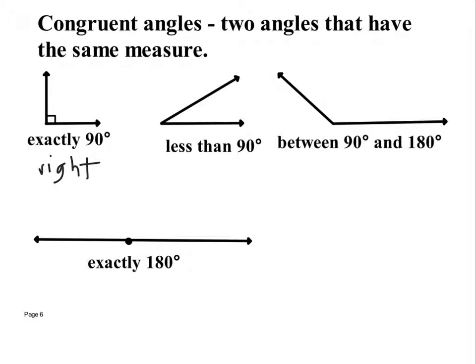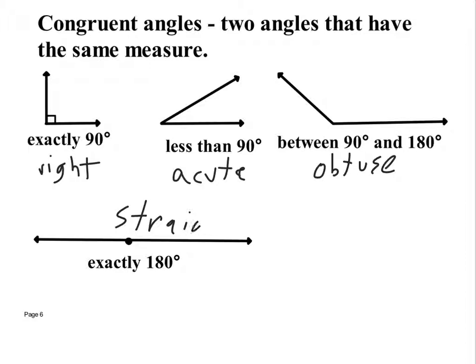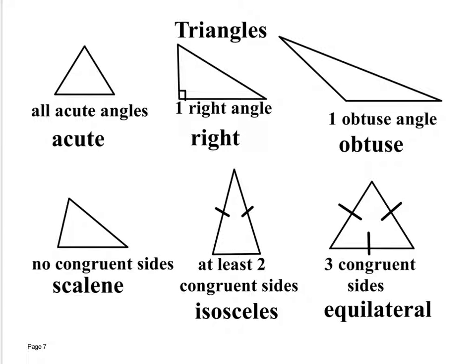If it's less than 90 degrees, what do we call it? Acute. You should be writing this down. Between 90 and 180, we call that an obtuse angle. Good. If it's exactly 180 degrees, we call it a straight line or a straight angle. Any questions about that? Make sure you have those labeled because you're going to need to know those. Write this down.